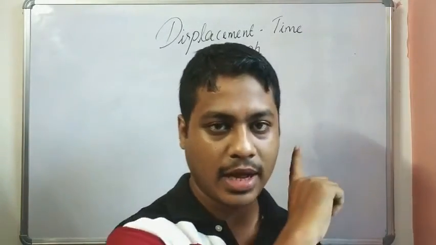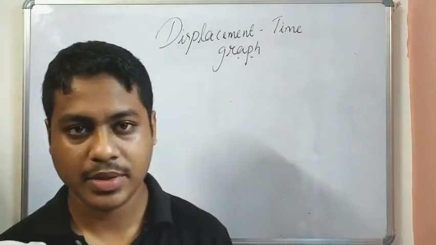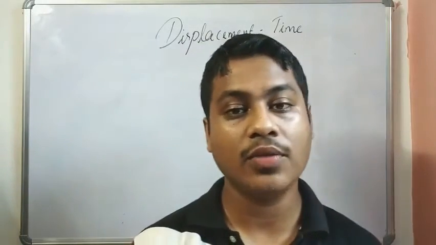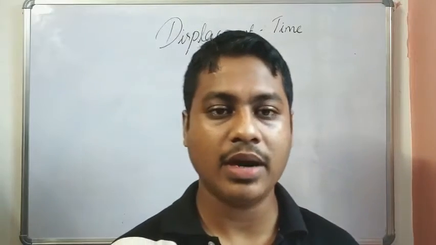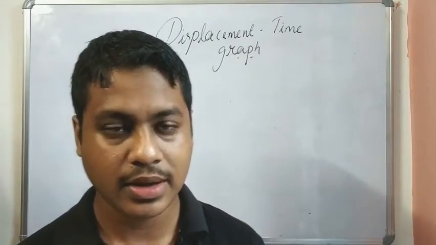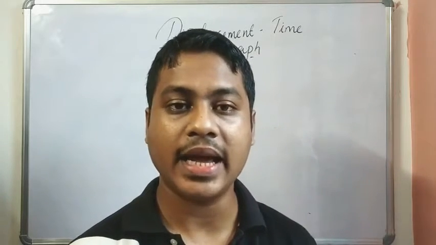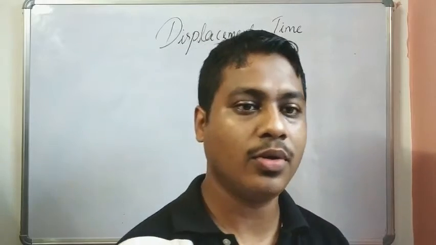First graph, I'll be starting from this. Now what does the displacement time graph represent? From this displacement time graph, we can calculate the velocity. By using this displacement time graph, we can calculate the velocity, and if I reverse it, from the velocity time graph I can calculate the displacement. So how can we do it? I'll be going through the graphs.